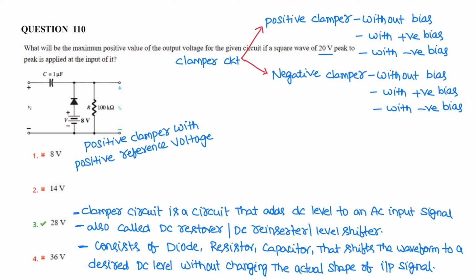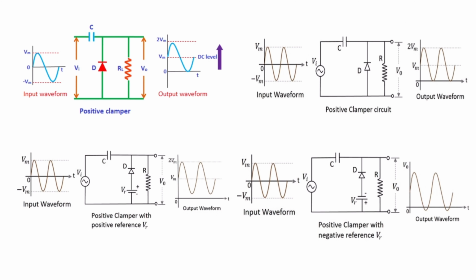Again, these clamper circuits are categorized into two types, that is positive clamper and negative clamper. Positive clamper without bias, with positive bias and with negative bias. Negative clamper without bias, negative clamper with positive bias, negative clamper with negative bias. Let us see the clamper circuits. This is a clamper circuit which consists of a diode, capacitor and resistor. So for the positive clamper, the input signal from minus Vm to Vm is shifted to 0 to 2Vm. The DC level is shifted from 0 to Vm.